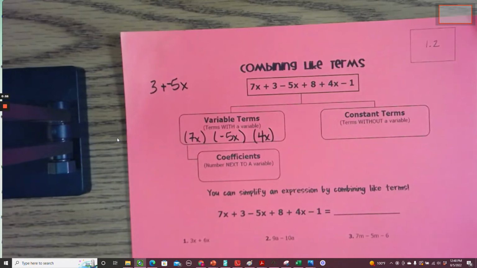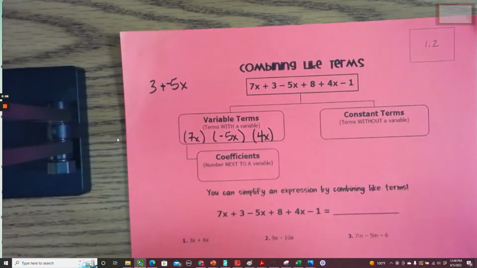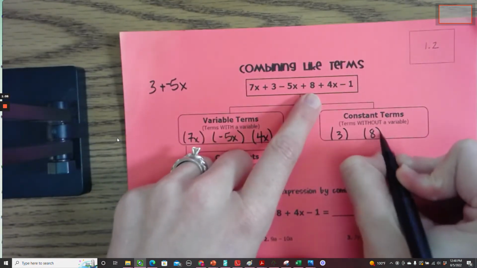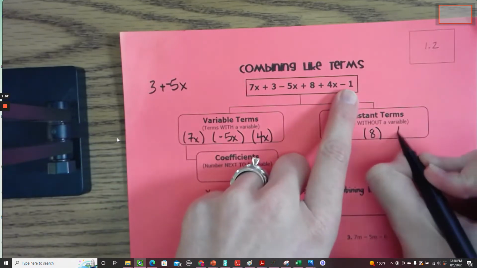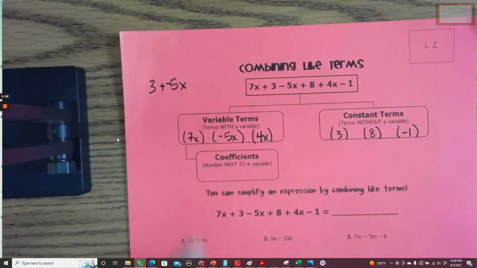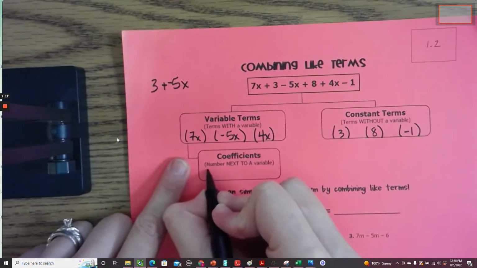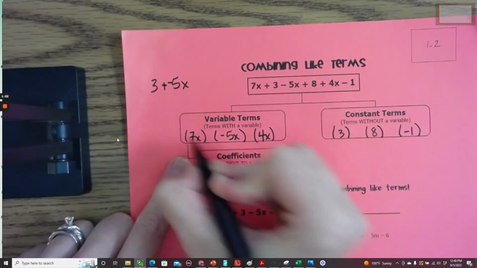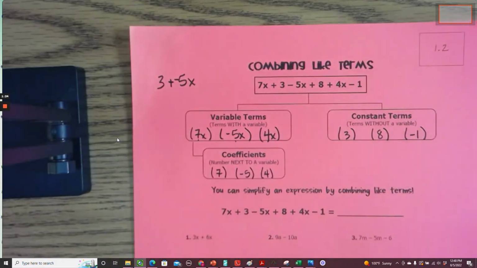Then I have constant terms. Now the constant terms are the terms without a variable. These are just the plain old numbers. So I've got a 3, I've got an 8, and here I've got a minus 1, so we're going to turn that into a negative 1. Now the coefficients are the numbers that are next to a variable. So my coefficients here are 7, negative 5, and 4. It's just the number in front of the variable. Those are telling us to multiply that variable by that value.